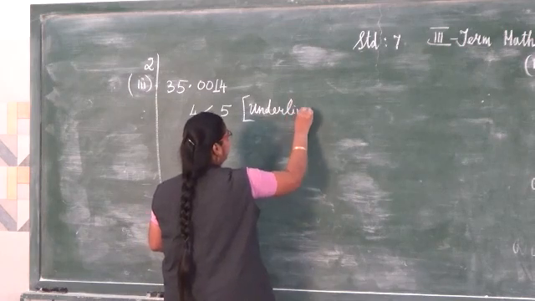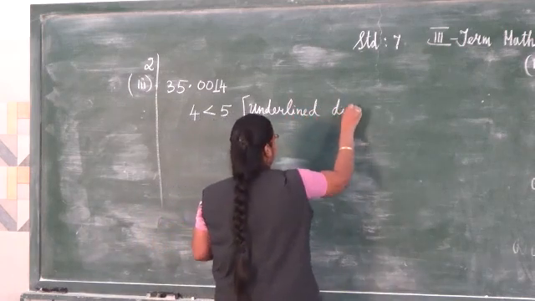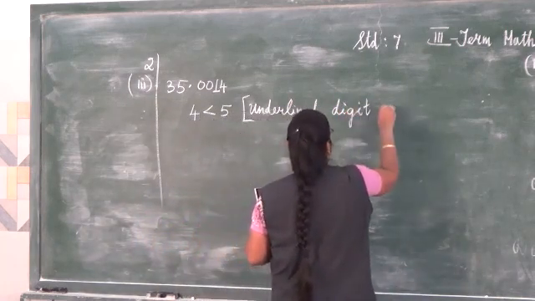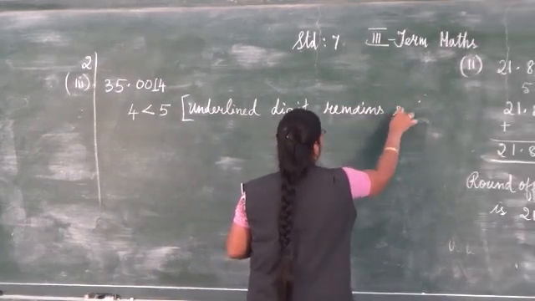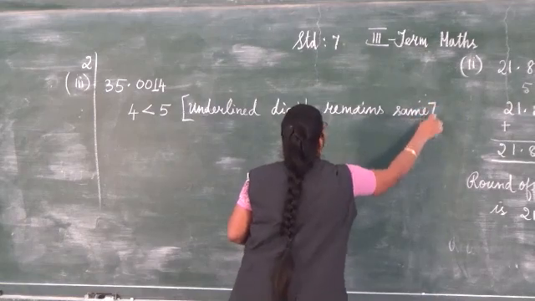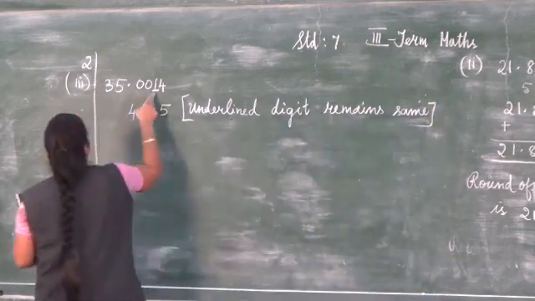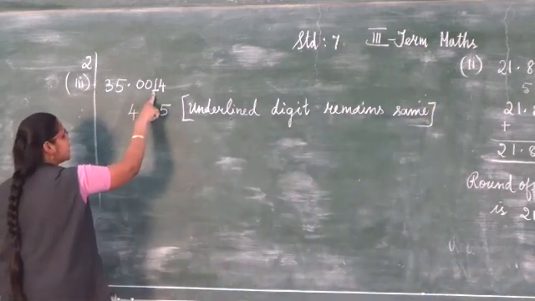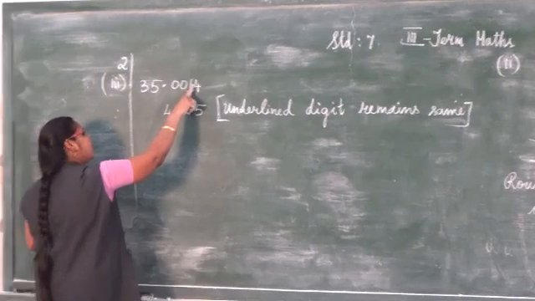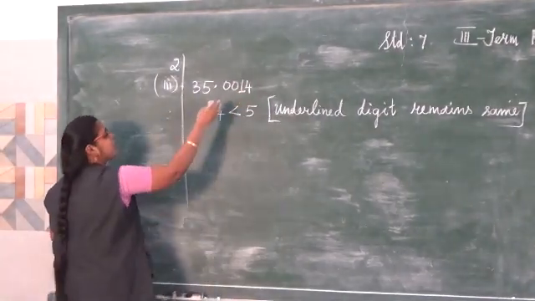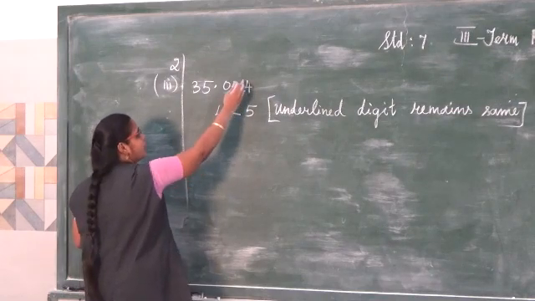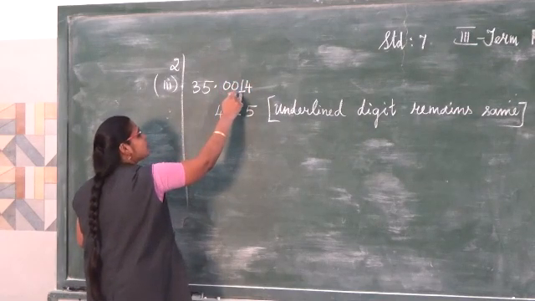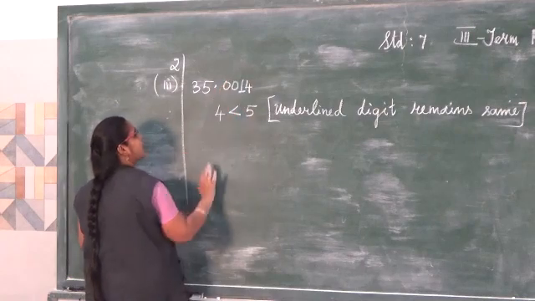So the underlined digit remains the same. Now what do we have to do here? We are not going to change anything. We have to leave off all the numbers after the underlined digit. We should not change anything. We have to write it as such.